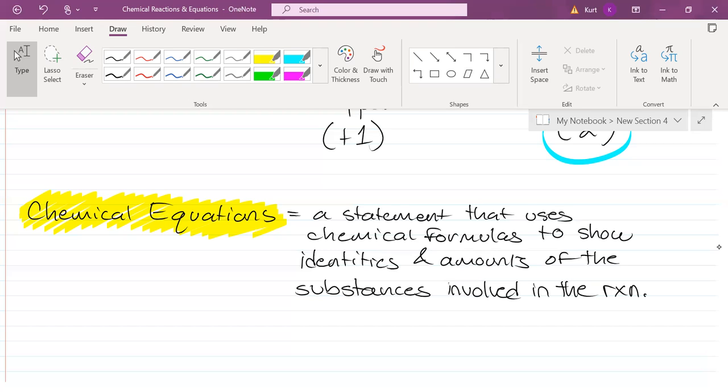Permission slip. Get them out. Get them out. Get them out.